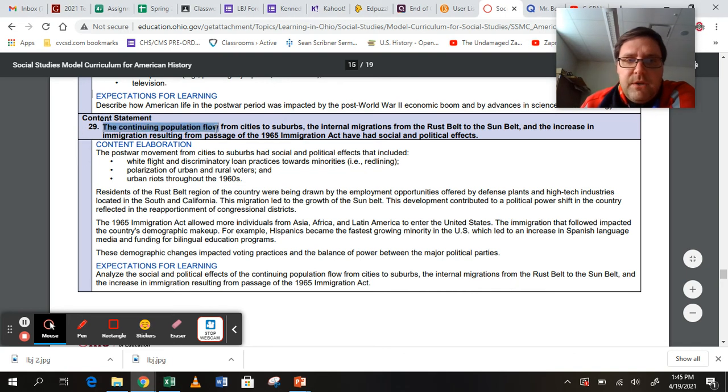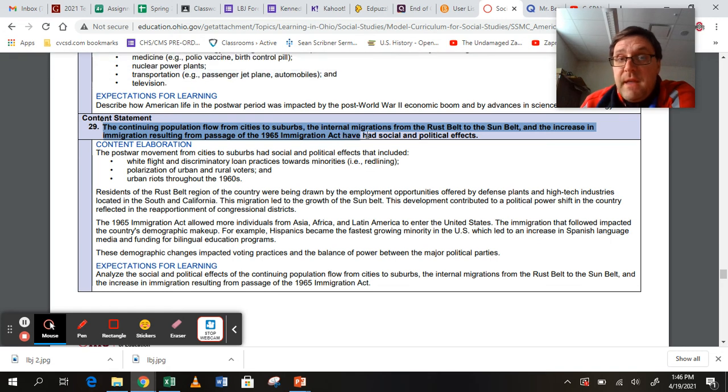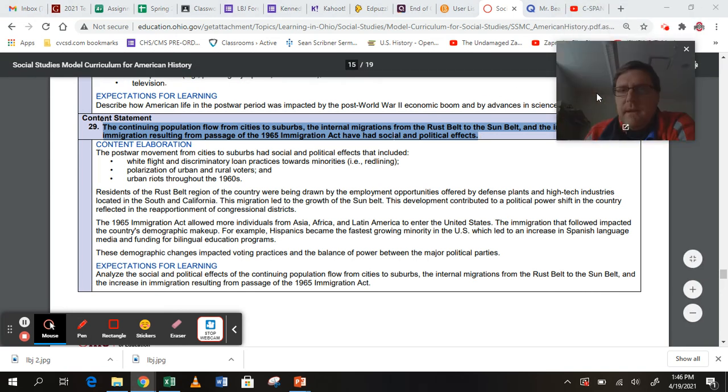The continuing population flow from the cities to the suburbs, the internal migrations from the Rust Belt to the Sun Belt, and the increase in immigration resulting from the passage of the 1965 Immigration Act. All of those have had social and political effects. Cities to suburbs, Rust Belt to Sun Belt, new immigration, all had political and social effects. What in the world? Are you kidding?